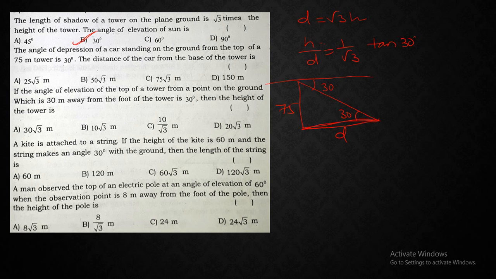We need to find out the distance. So clearly h is equal to d tan theta. So 75 is equal to d into 1 by root 3, because 30 degrees, no? So from this d is equal to 75 root 3. So where is the answer?